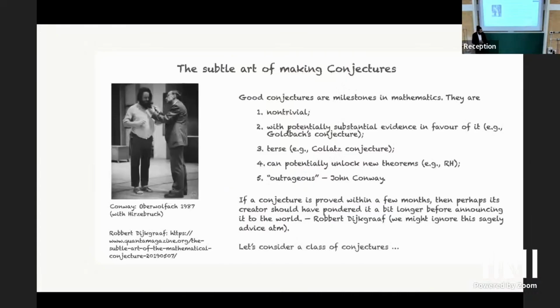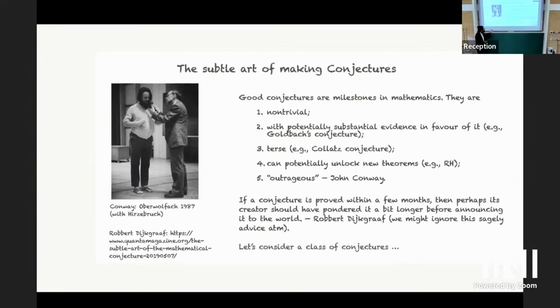So I want to point out this wonderful article in Quanta that string theorist Robert Dijkgraaf wrote. The article is titled "The Subtle Art of Making Conjectures." Dijkgraaf points out that there can be many different types of conjectures in mathematics, and a lot of them might be trivial, but there are some commonalities for good conjectures. So he lays down a bunch of criteria which I have distilled here.